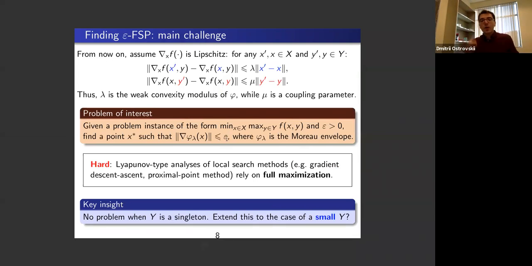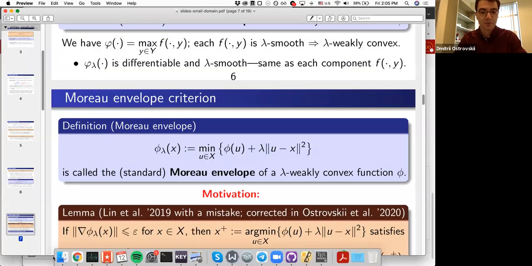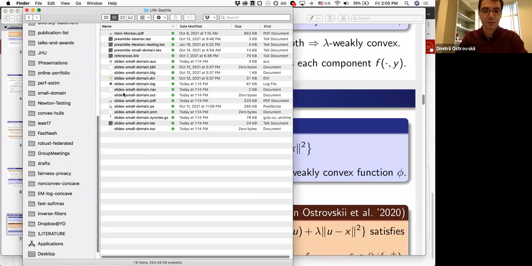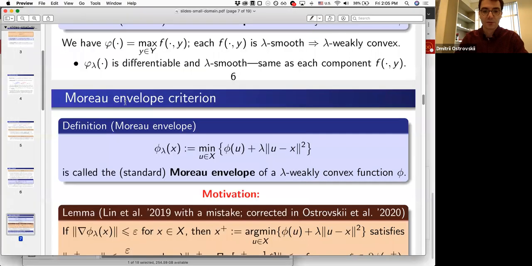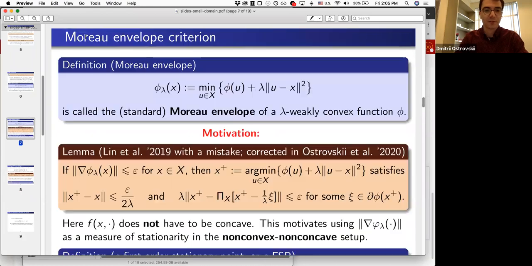Now, what are the challenges? From now on, our goal is to find, oh, I'm sorry, I have to change the file. I believe this is not the right file that I opened. Oh no, actually it is the right file. That's fine.